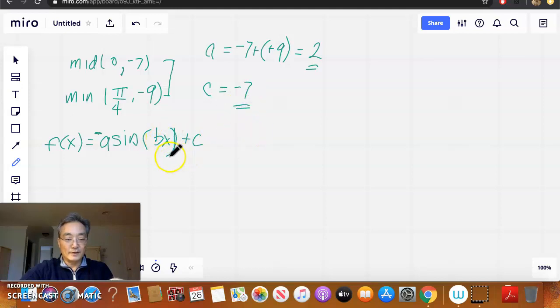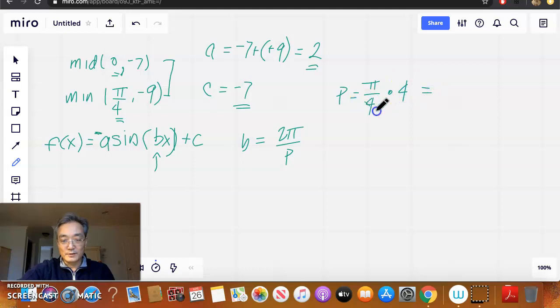Okay, and now we have to find the B value, the frequency. Again, to find the B value, which is the frequency, we take 2 pi over the period. And let's find the period. Again, they give us midline to min, so we know that's got to be a quarter of the entire period. So it goes from 0 to pi over 4. So the period, which is, again, the distance from 0 to pi over 4 is pi over 4, and then we multiply that by 4.